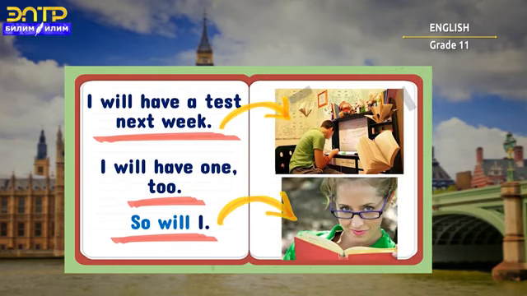What about the next example? I will have a test next week. This is future simple. She says, I will have one too. Both of them have a test next week, and we can say, "so will I," using a helping verb of the future simple.